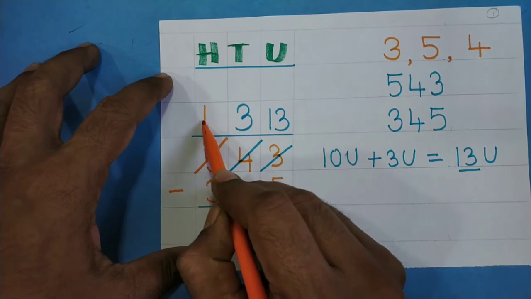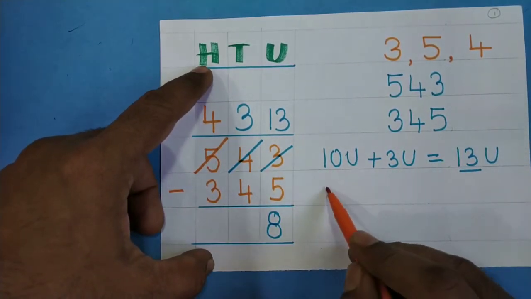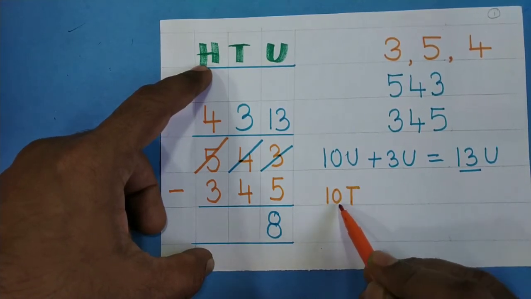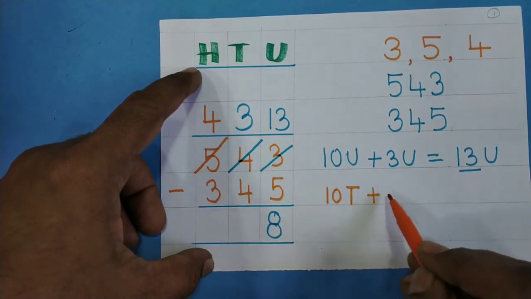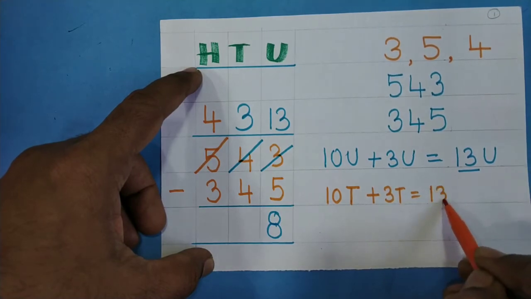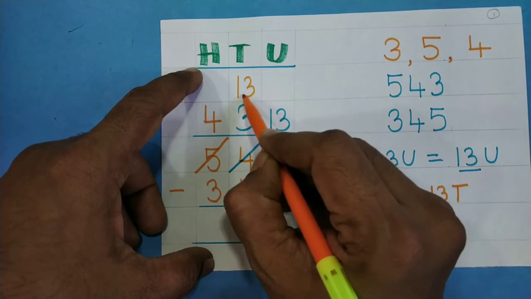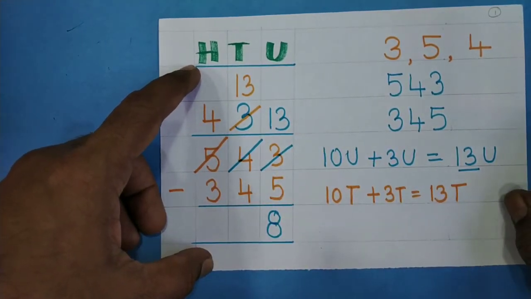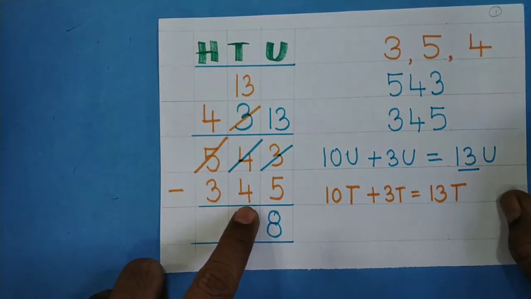4 hundreds. And we know that 10 tens give us 100. That means 100 means 10 tens. 10 tens plus the 3 tens we have here will give 13 tens. So here we have to write 13 and strike out this 3. Now 13 tens minus 4 tens we have to do.